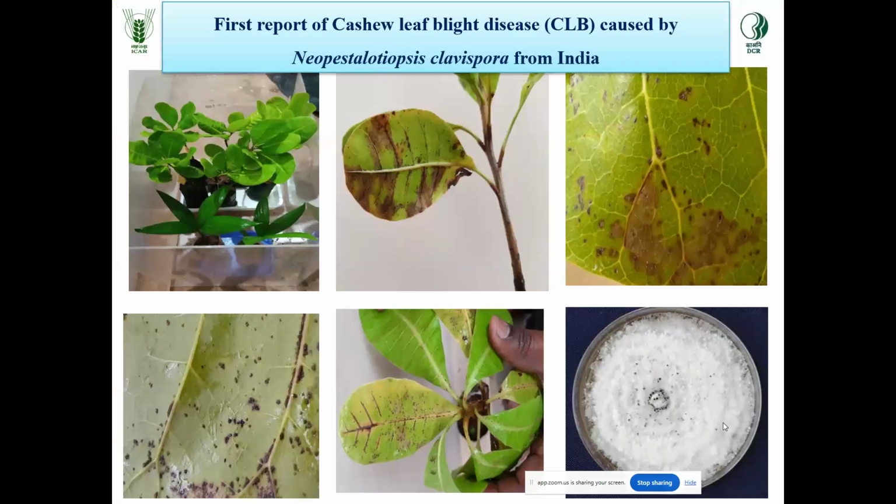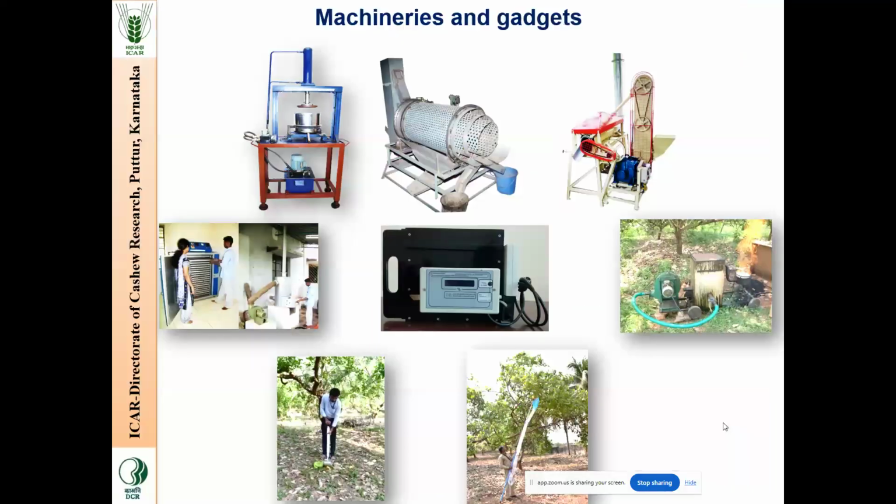Coming to the diseases of cashew, there are no well-established diseases which cause economic damage. But in some of the work we carried out, we have reported cashew leaf blight disease, for the first time in cashew from India, which is caused by Neopestalotiopsis clavispora.